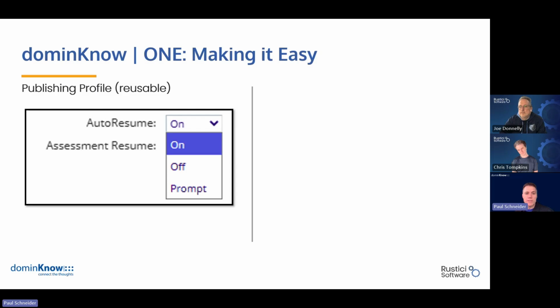So with dominKnow, some of the things that we're trying to do to make that bookmarking easier is first, give the authors a choice in those reusable publishing profiles. Do you want to resume? Most of the time it's on and automatic. You don't want people to have choices. Just go back in. You can go ahead and do that. In some cases you don't. You just want them automatically to return back to the beginning, or you want to give them a choice. So you have that capability right there.